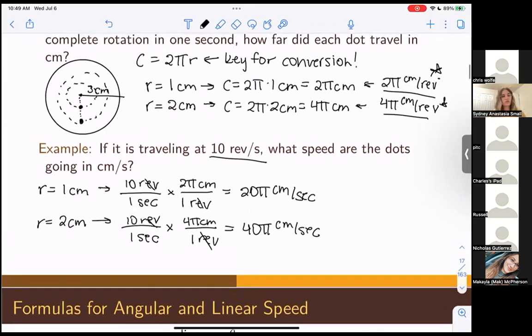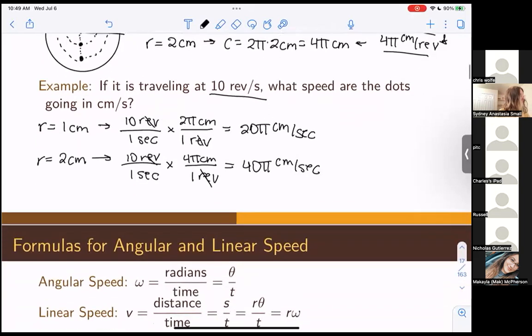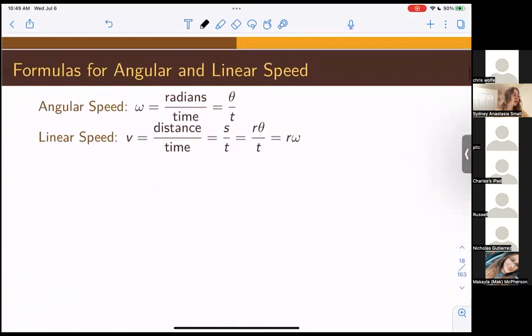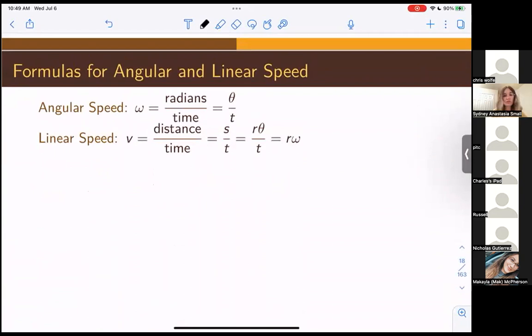So if you notice me doing that, that is why. Are there any other questions on this example before I move on? Okay. So now that we've talked about these, there's actually some handy dandy formulas for angular and linear speed that we were just using without even really realizing it.